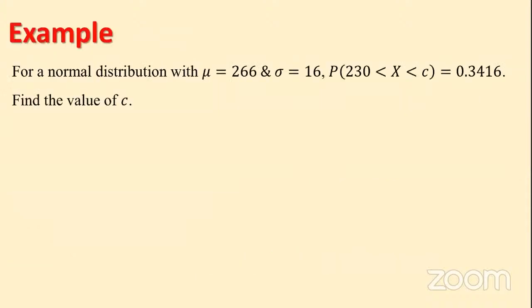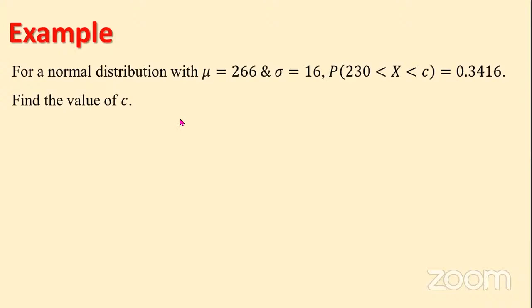Here is my first example. For a normal distribution with mean equal to 266 and standard deviation 16, the probability that x, the random variable, lies between 230 and c is equal to 0.3416. Find the value of c.